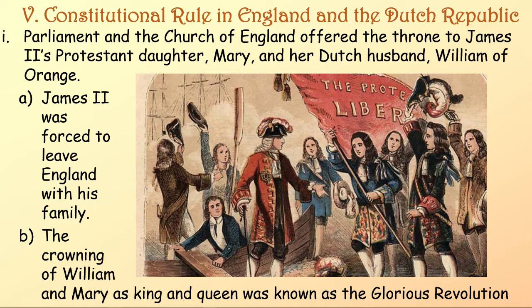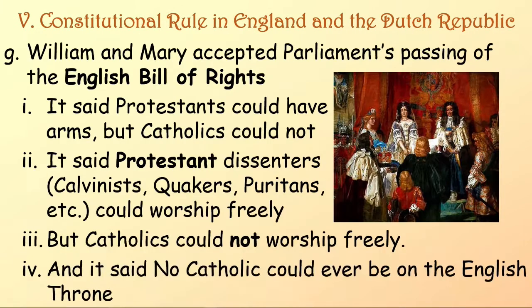Parliament and the Church of England offered the throne to James II's Protestant daughter, Mary, and her Dutch husband, William of Orange. And James II was forced to leave England with his family. The crowning of William and Mary as king and queen was known as the Glorious Revolution. William and Mary accepted Parliament's passing of the English Bill of Rights of 1689.